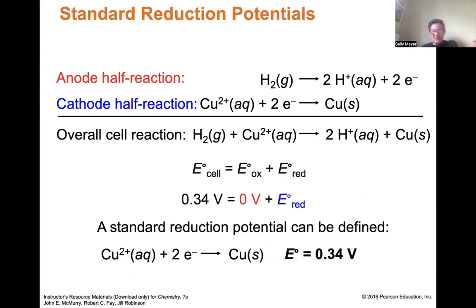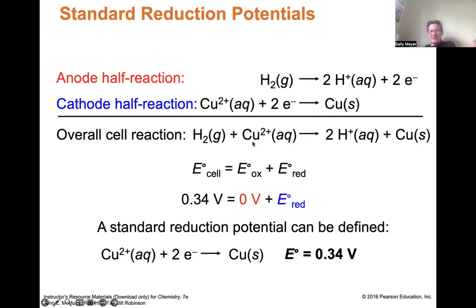So this is just showing you where they came up with the 0.34. So that means out of the table, you're going to get 0 for the hydrogen side. You're going to get 0.34 for the copper side. When you add those 2 together, you end up with the overall cell potential. So in this case, it's positive 0.34. If it's positive, that means this overall reaction wants to take place in the direction you've written it, if everything's in its standard conditions.